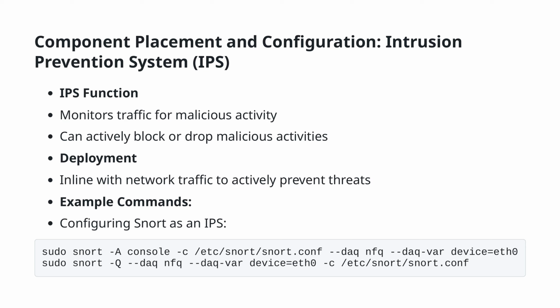For practical setup, configuring Snort as an IPS involves specific commands. For example, sudo snort with the inline DAQ options and the snort.conf configuration file. These commands enable Snort to actively inspect and take action on the network traffic, thereby enhancing your organization's security posture.